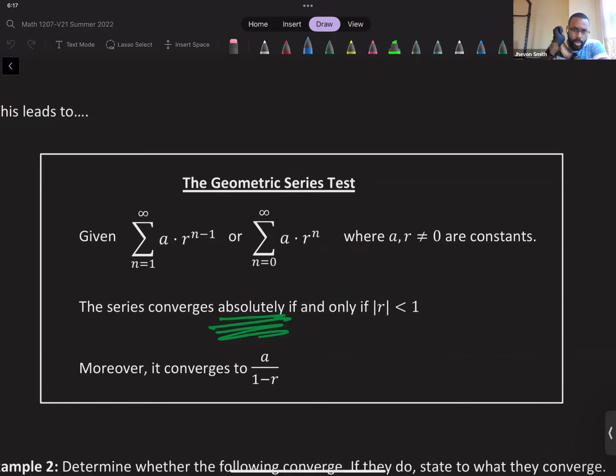The ratio test gives you absolute convergence for free. The root test gives you absolute convergence for free. We haven't spoken about the ratio or root test yet, but we will get there. So don't worry if you don't know what those are yet.